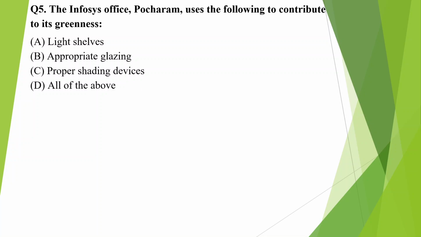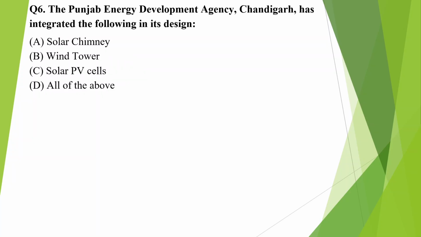So 5D is the correct answer for this particular question. That is, light cells, appropriate glazing, proper shading devices. All of these are contributing to the greenness of the Infosys Office Pochuram. Fine. So then I will be moving to the next question, question number 6.